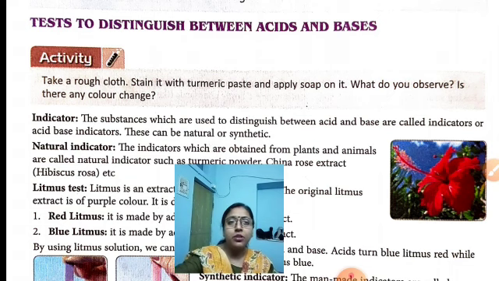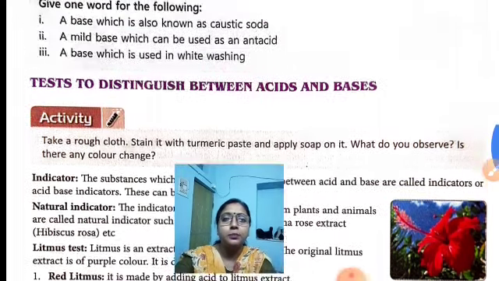So there are some things which are used to distinguish the acid and bases. What are these things? They are called indicators. So come to the topic, indicator.